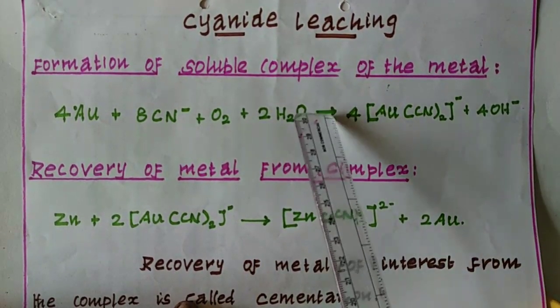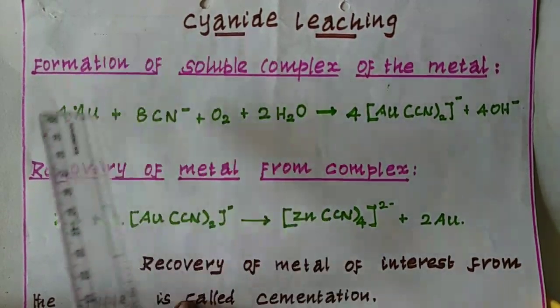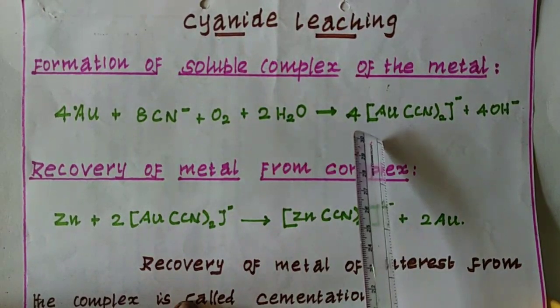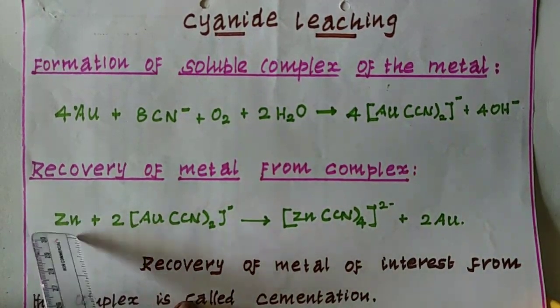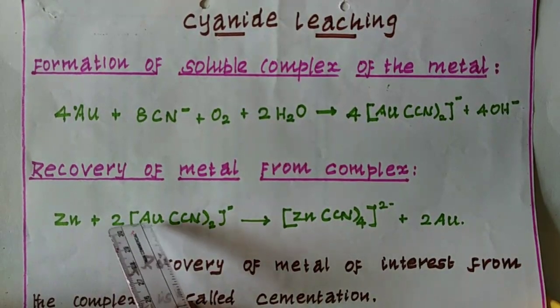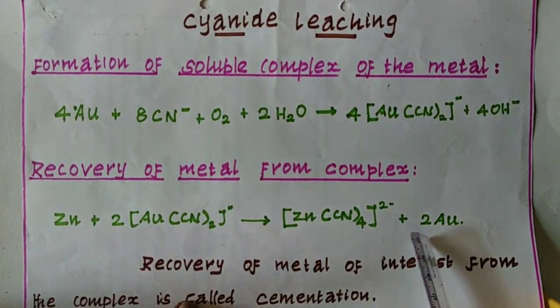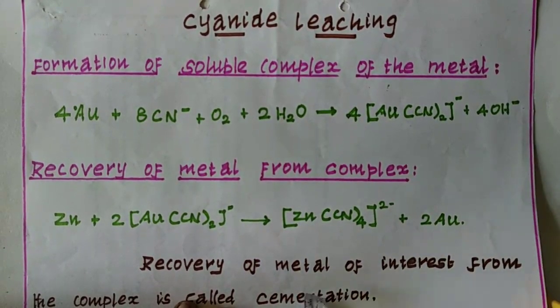So it involves 2 steps. Step 1 is formation of a soluble complex, which means the ore is treated with a cyanide solvent. At that time, a complex is obtained. Now this complex is allowed to react with a particular metal. During that time, the place of this metal is replaced by the other metal, and the gold is free. That is separated. And this step 2 is called cementation.